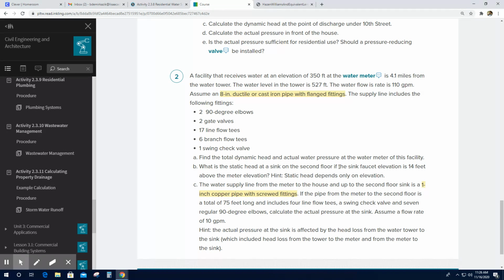To solve these questions, first we are going to calculate the static head, then the head loss, and then the dynamic head. Then we are going to convert this dynamic head to actual pressure to solve A. There is a lot of math involved, so let's start.